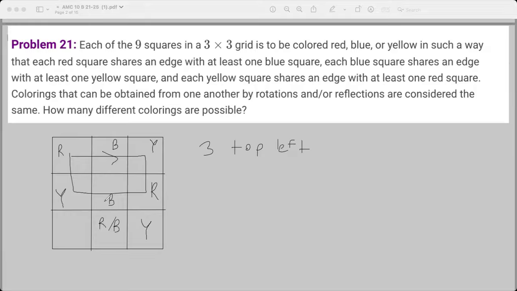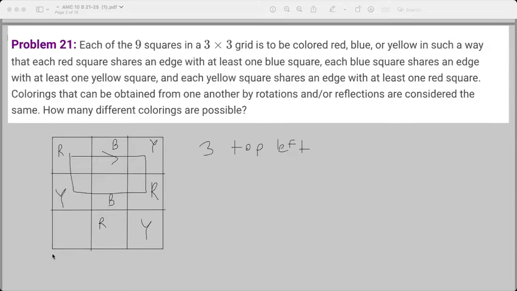And finally, we can observe that no matter what color this square is, there are exactly 2 possibilities for what this square can be, right? So for example, if we made it red, then this square can either be blue to head into yellow, or we can make it yellow to head into red. We cannot make it red because there are no blue squares here, right?